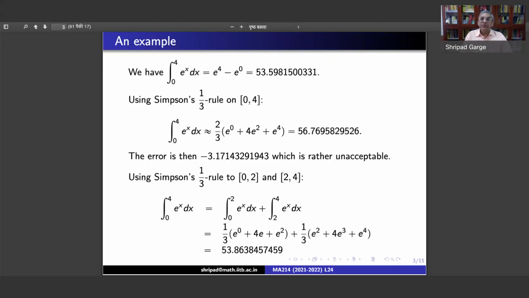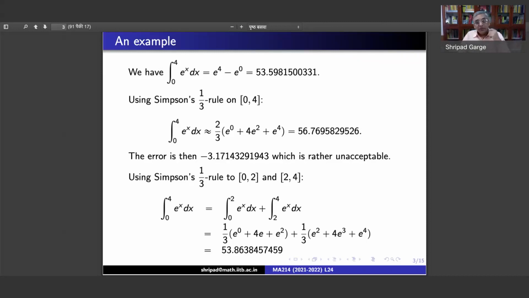And this answer, if you compute, is much closer to the actual answer, 53.86 instead of 53.59 you are getting the answer to be much closer. Definitely closer than applying Simpson's one-third rule on the whole interval 0 to 4.